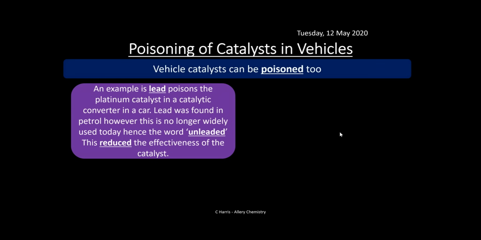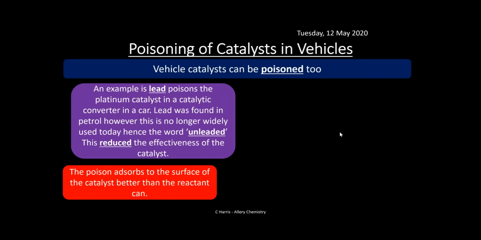But this is why we have the word unleaded. You see the word unleaded because there were options years ago where you had leaded petrol and you had unleaded petrol. So you had a choice, and now we don't have leaded petrol at all, because clearly you can see the reasons why. Obviously, the lead in the petrol reduced the effectiveness of the catalyst. The poison adsorbs to the surface of the catalyst, and that blocks the effectiveness of the catalyst completely.